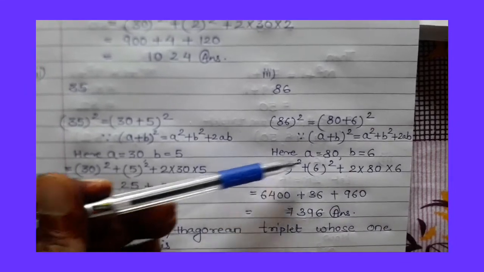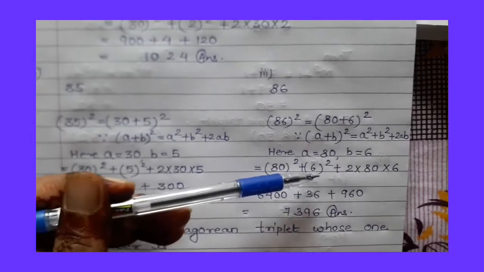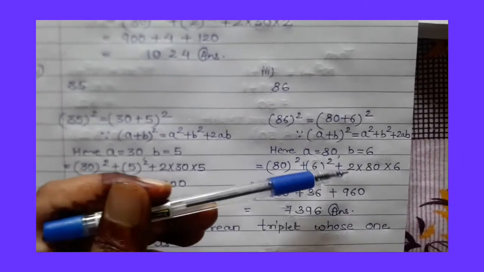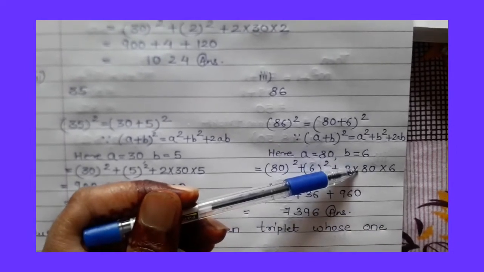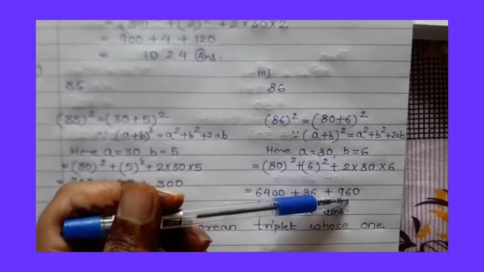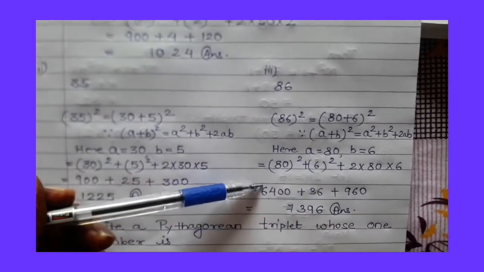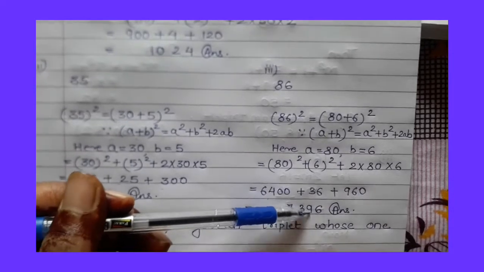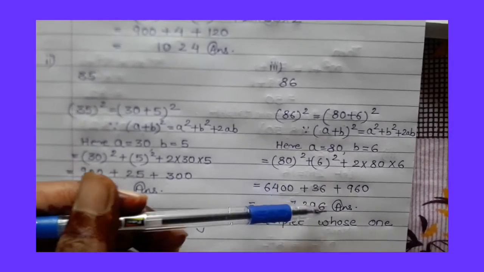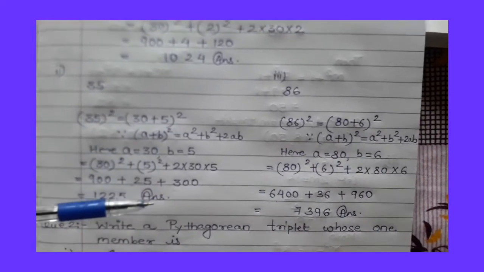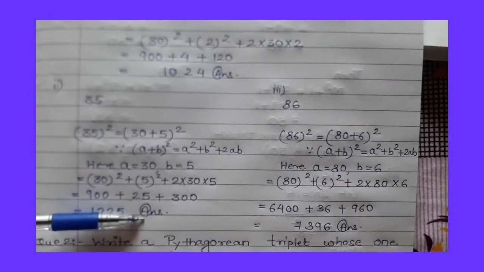8 square is 8 8s are 64. Again 0 ka square, 2 zeros. 6 square is 36. Now 2 6s are 12. 12 8s are 96 and 1 0 is there, so again we'll put 1 0. Again we'll find its sum, so you'll get 7396, that is 7396 is our answer. Students, by same way you can do remaining question of question number 1.